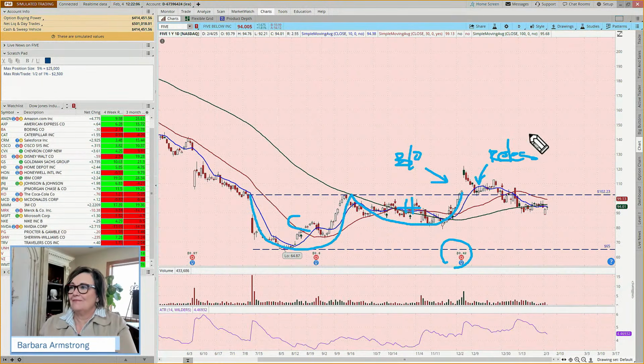And then what happened? It came back, retested. And this pattern here is considered a bullish pattern, but did it hold? It didn't. It's now back in this range. And so, had we placed this trade, whether it was a stock trade or an option trade, we would likely not still be in that trade.